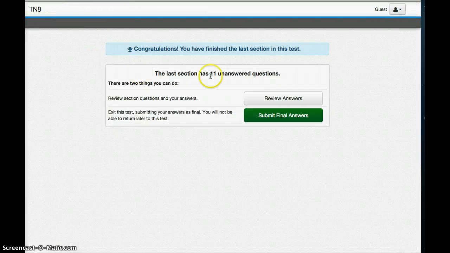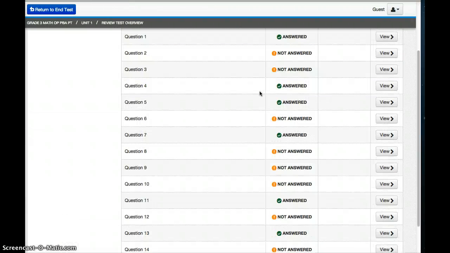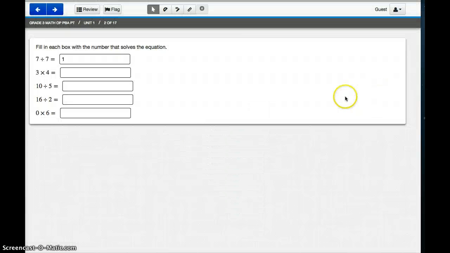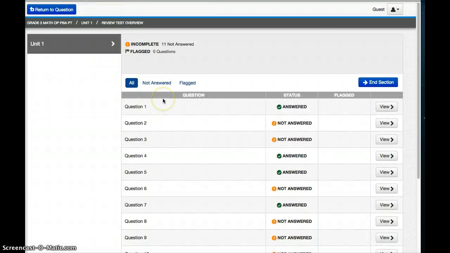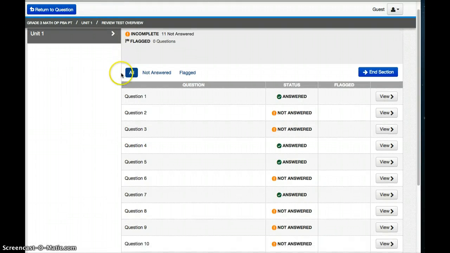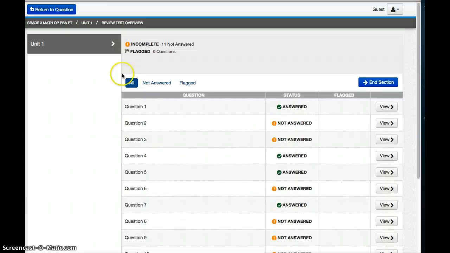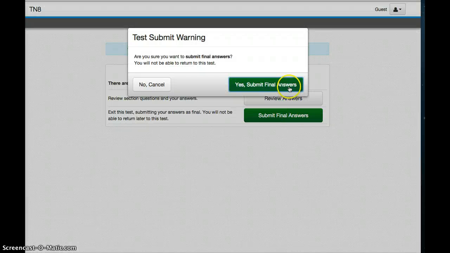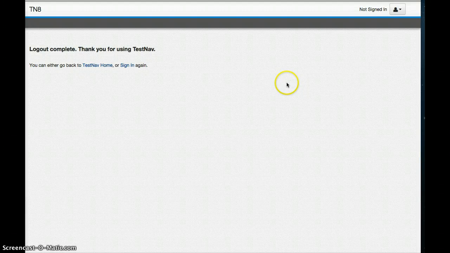Finally, when you get to the end, you're going to hit review answers. It's going to give you the review test. If you flagged anything or not answered it, you're going to go back and look at it. Finish the problem, hit the review screen, and keep going down and answering any questions you didn't answer. Please do not log out until you've answered every single question. Once you've answered every single question, you can then hit end selection, submit final answers, yes, submit, and then you're all done, okay?